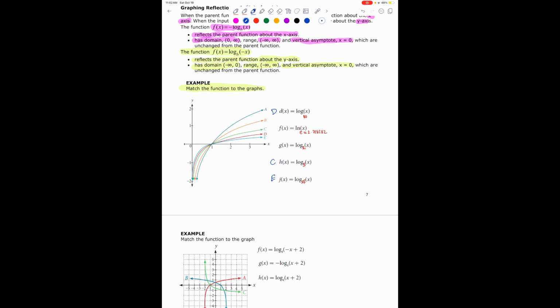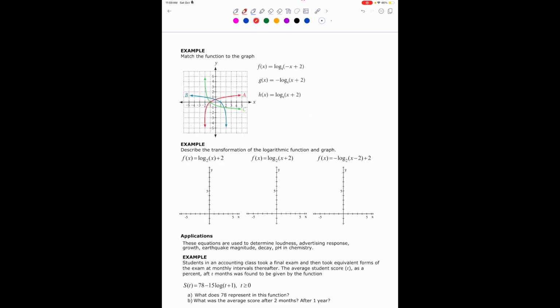Hopefully you catch what I'm doing here. And then the next biggest is f of x, which is the natural logarithm, and that is B. And then the farthest away from the x-axis is graph A, which is g of x. That is the lowest base that we have. So that is the order of the graphs based on the bases of the logarithm. For the first example, we're going to observe some transformations, identify the transformations, and then match the function to the graph given.